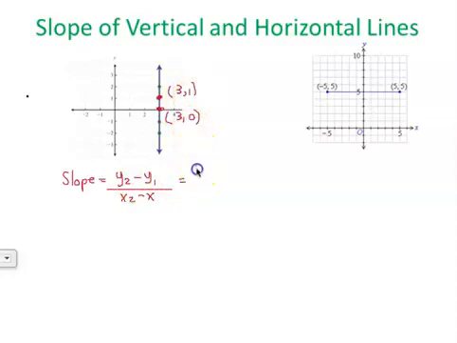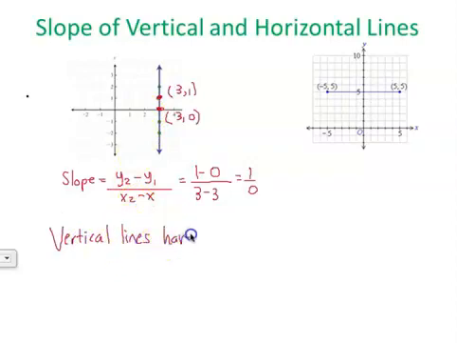So let's plug those in. Change of our y coordinates: 1 minus 0. And then change of our x coordinates: 3 minus 3. So we get 1 over 0. Uh-oh. Type in a calculator 1 divided by 0, and what do you get? You should get undefined. You can never have a 0 on your denominator. So the slope of vertical lines is always going to be undefined. Write that in your math notebook right now.